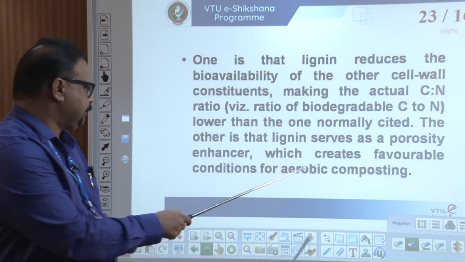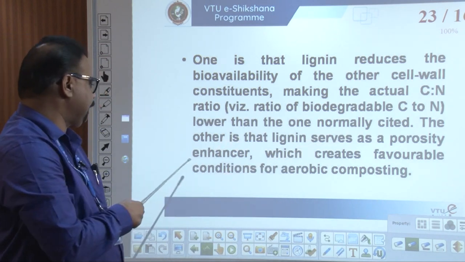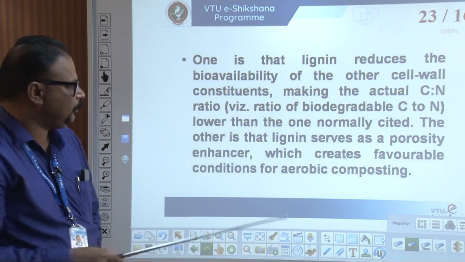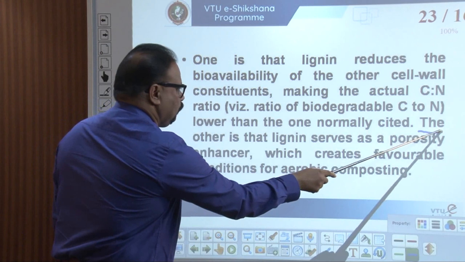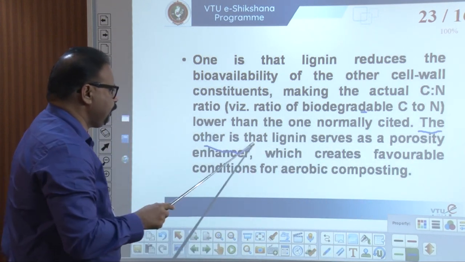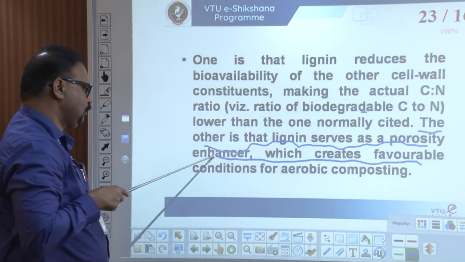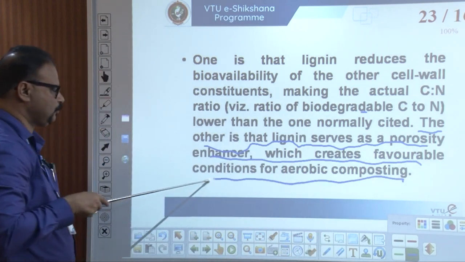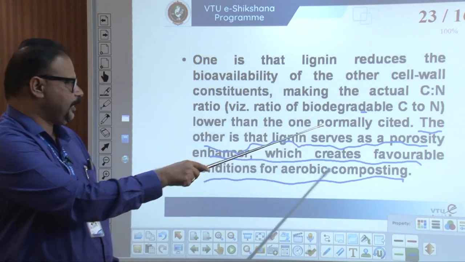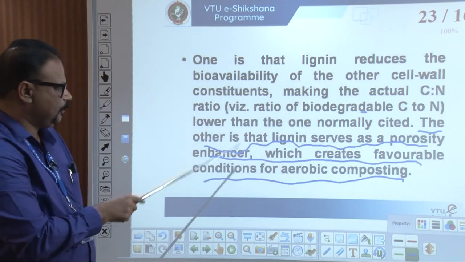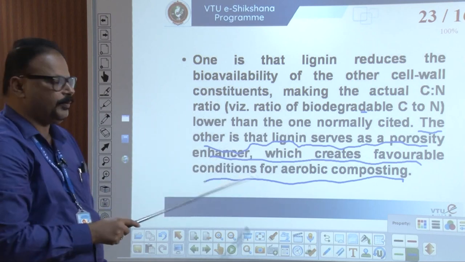Lignin serves as a porosity enhancer, creating favorable conditions for aerobic composting. So it is very, very important. See this line: porosity and favorable conditions for aerobic composting. Lignin serves as a porosity enhancer, which creates the favorable condition for aerobic composting. This is very, very important.